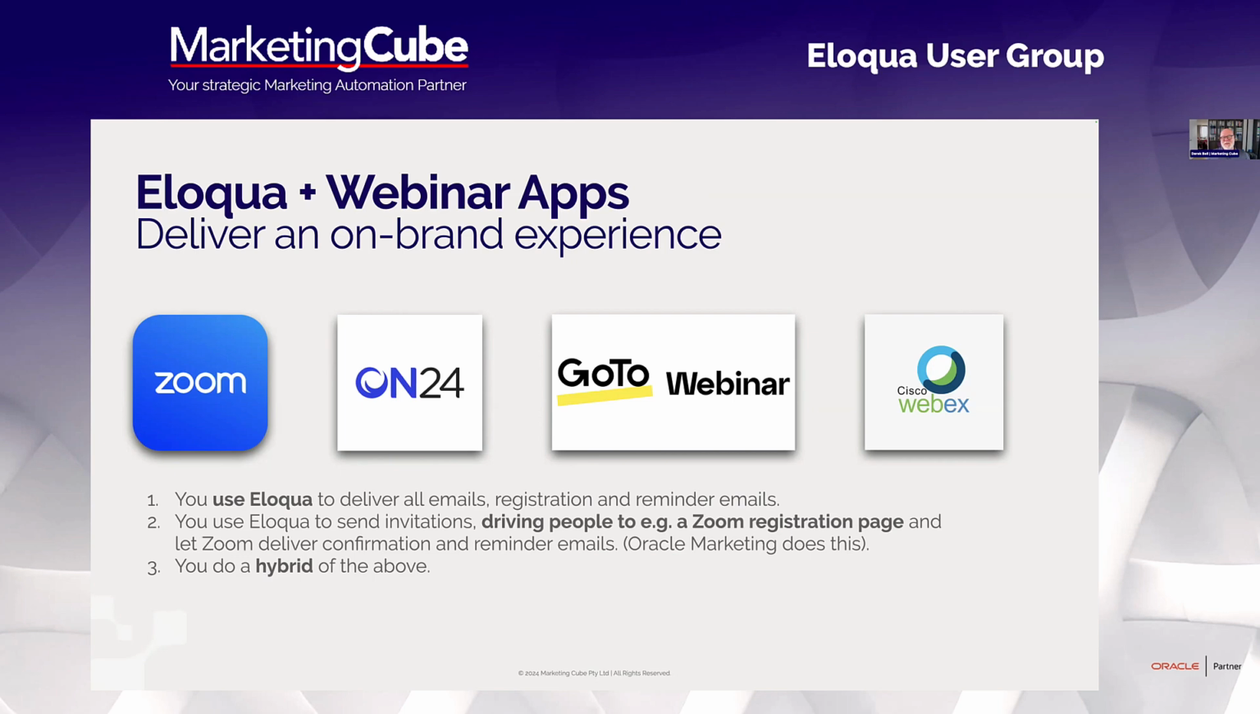So GoToWebinar and WebEx, these two products have been around for a long time. They're great products. They're pretty stable. People like them. A lot of organizations use them. And all of those four platforms integrate beautifully with Eloqua. Now, they all have slightly different levels of functionality in relation to what they do. I would argue that the On24 platform probably is at the top of the list in relation to getting really good engagement data back into Eloqua.